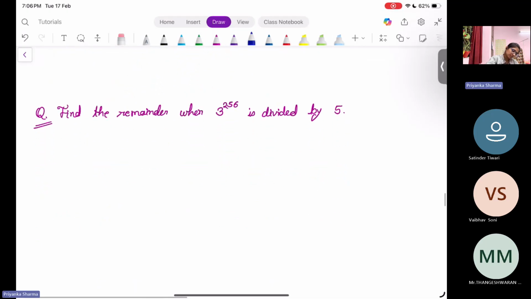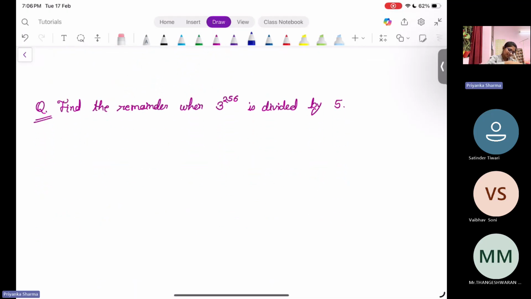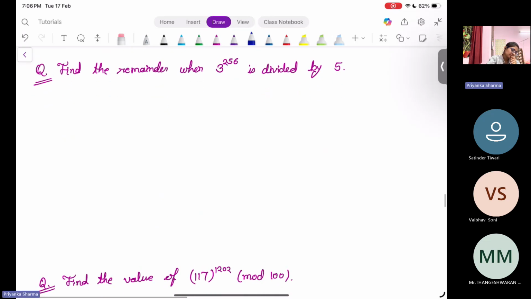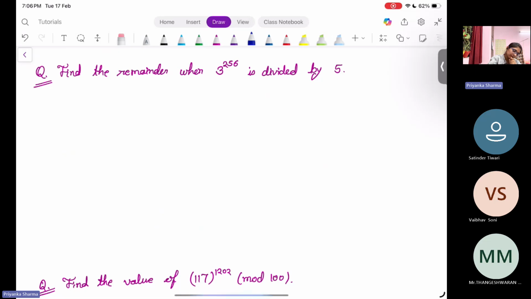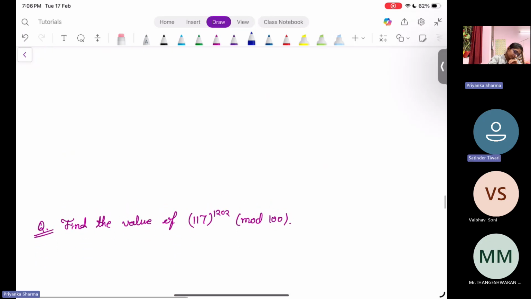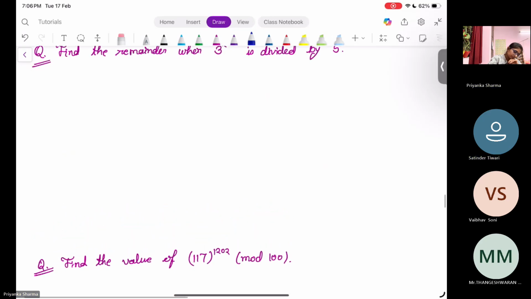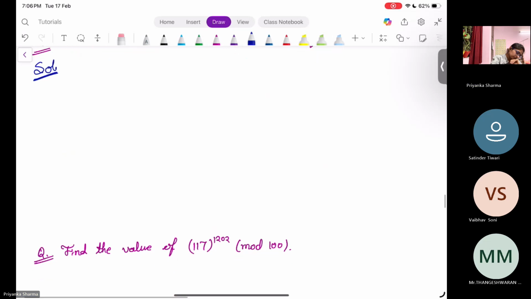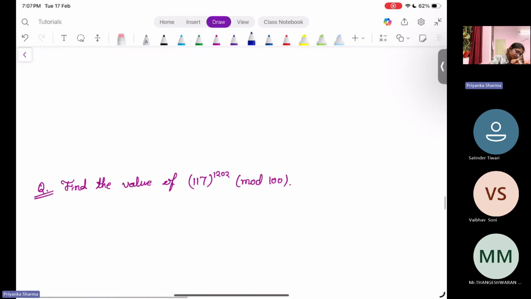Now, this is actually another form to ask this. What will be the remainder when we divide 3 to the power 256 by 5? Okay, let's calculate 3 to the power 256 modulo 5.